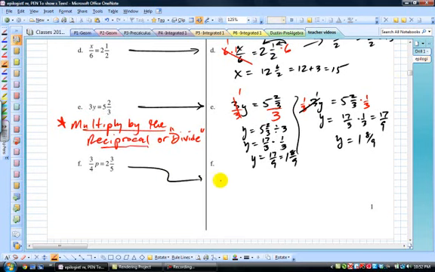In fact, let me show you again. I'm going to use it again down here. 3/4 times p equals 2 3/5.